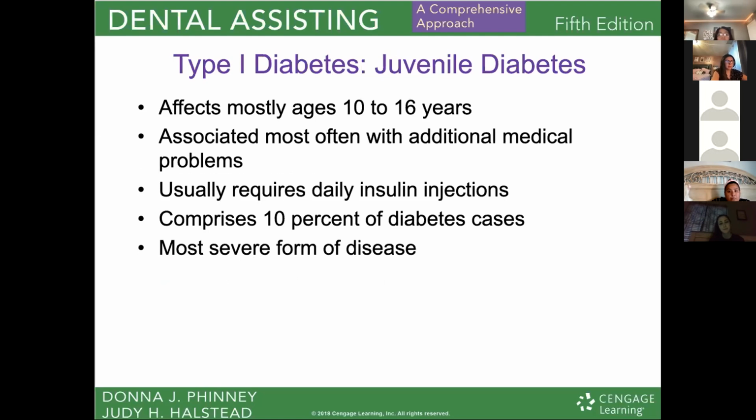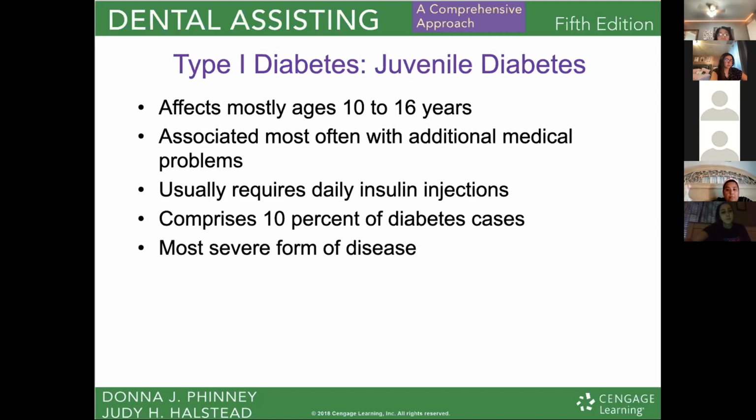All right, so type 1 diabetes. The book erroneously labeled it juvenile diabetes. I say erroneous because once people have type 1 diabetes, it's not something that goes away. You have it for life. It mostly starts in ages 10 to 16 years of age, but I've seen it as young as babies at 2 months old, and it even starts as late as 20 to 30 years old.